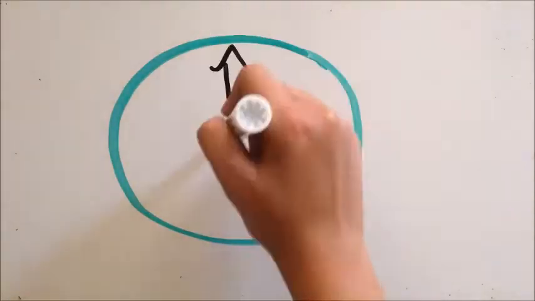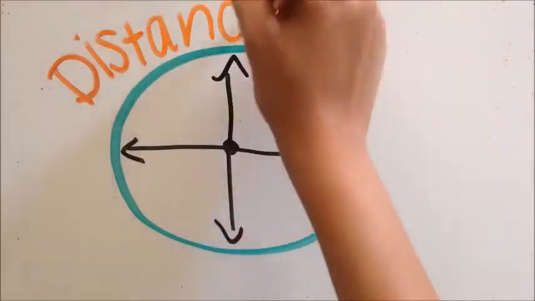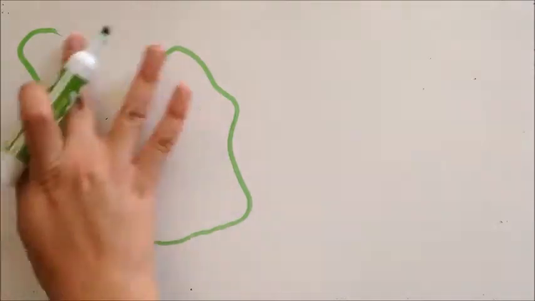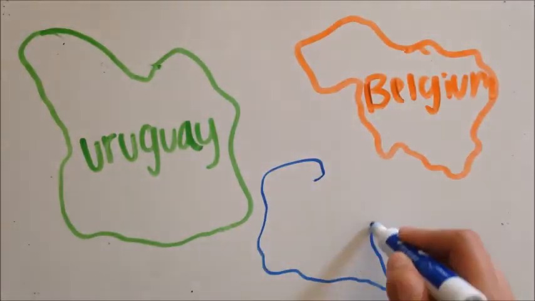Let's talk about compact states. A compact state is when the distance from the center to any boundary is about the same, giving it a shape similar to a circle. Some examples are Uruguay, Belgium, and Poland.